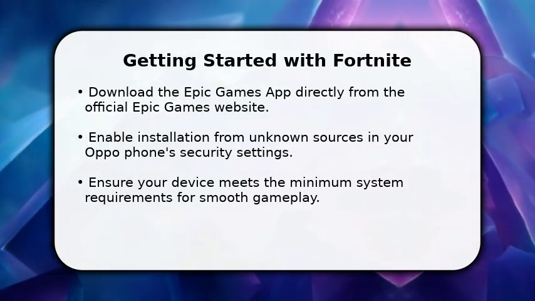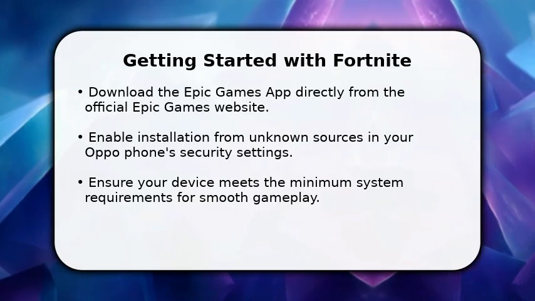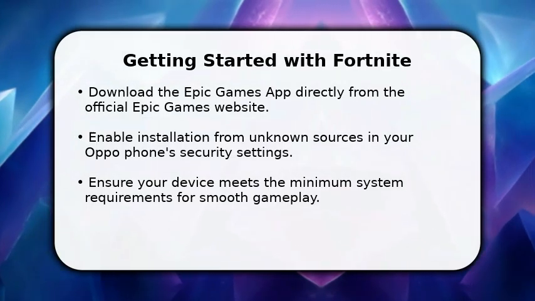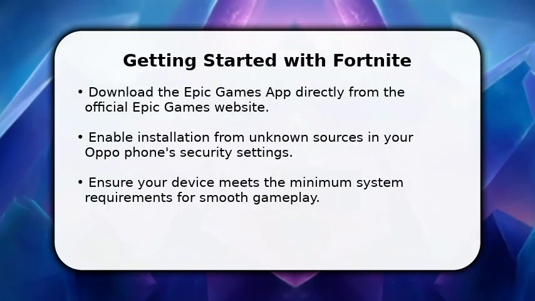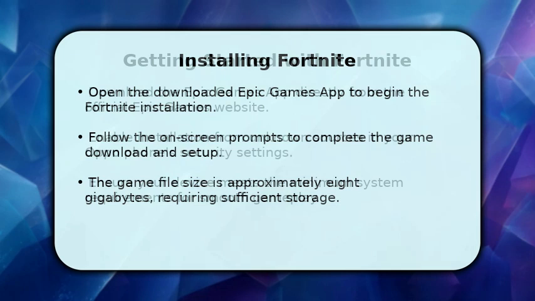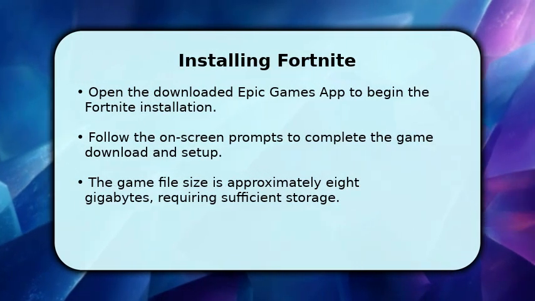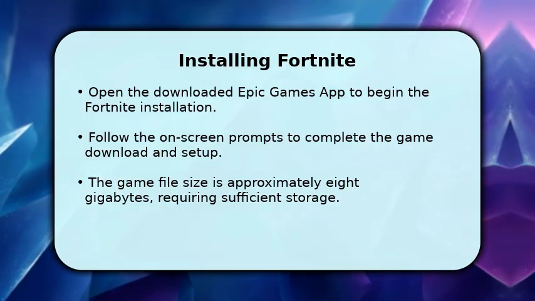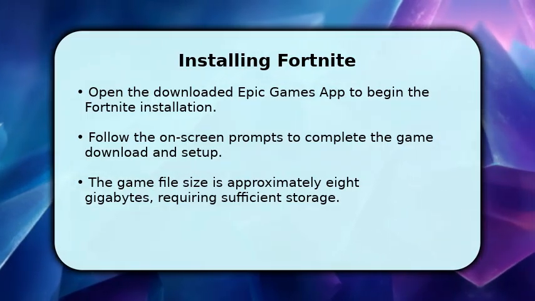After downloading, remember to enable installation from unknown sources in your phone's security settings. This crucial step allows your device to install apps from outside the official store. Once the Epic Games app is installed, open it up to start the Fortnite download. The app will guide you through the installation process, which is straightforward.